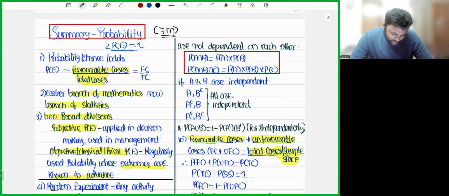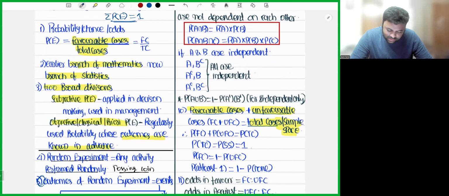Next, I said earlier this probability was a branch of mathematics. Now it became a branch of statistics. Next, I said we have two broad divisions of probability. One is subjective probability. Next is objective probability. Subjective probability is basically applied in decision making or used in management. Objective, classical, or a priori probability is something which we already use in this chapter. Here we already know the outcomes. Depending upon the outcomes, you are judging the probability, right?